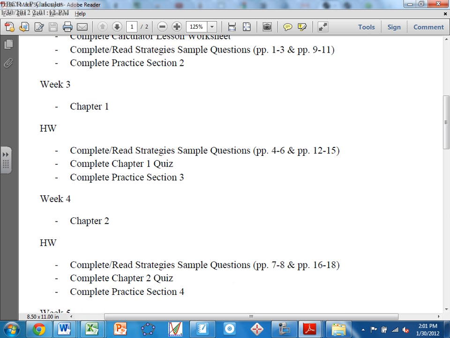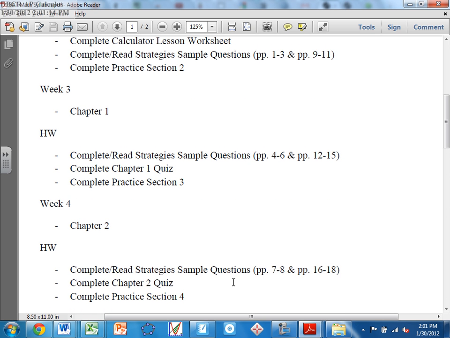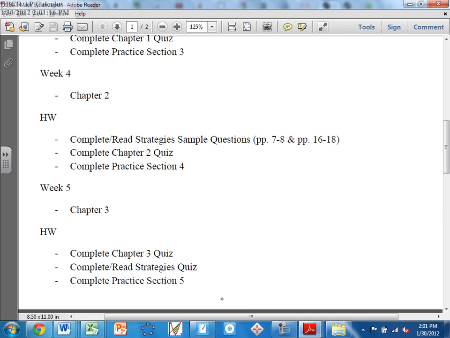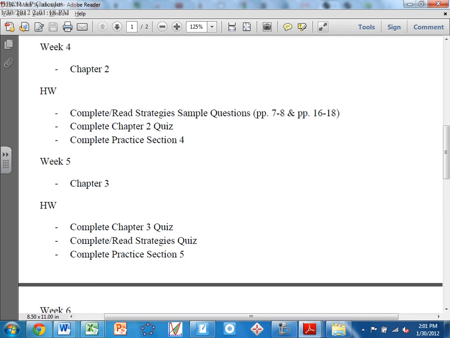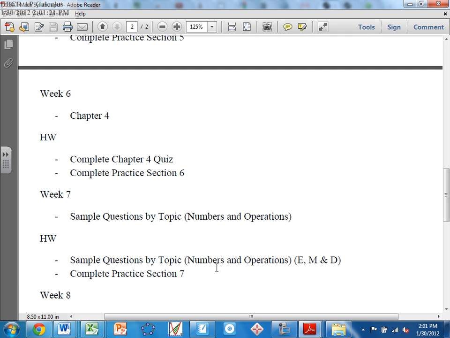In week 3, we'll start what I call chapter 1, which is numbers and operations. Then we'll get to chapter 2, which is more algebra 1. Chapter 3 is mainly geometry. Chapter 4 is algebra 2 and miscellaneous. What I'm going to try to do is incorporate probability and statistics into some of these other chapters. There's no major chapter on that topic, but probability and statistics is important to understand for the SAT.